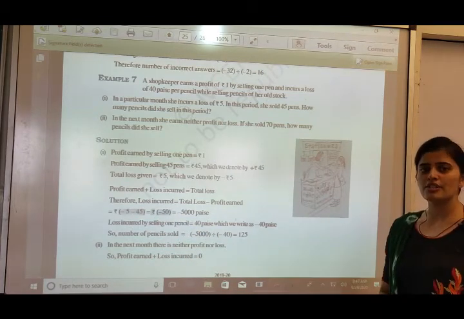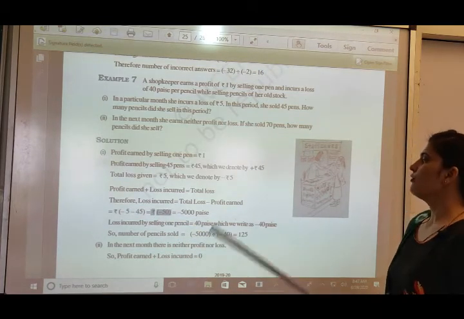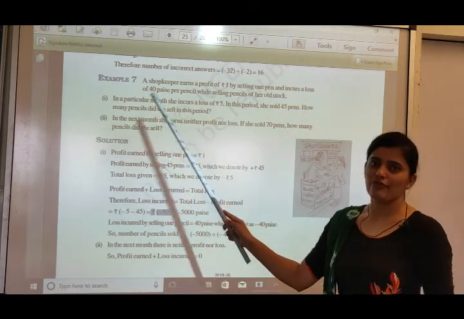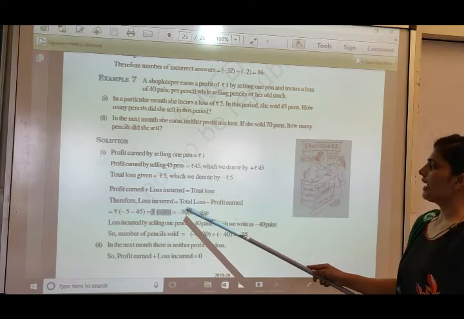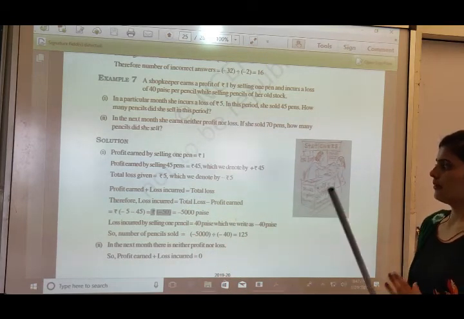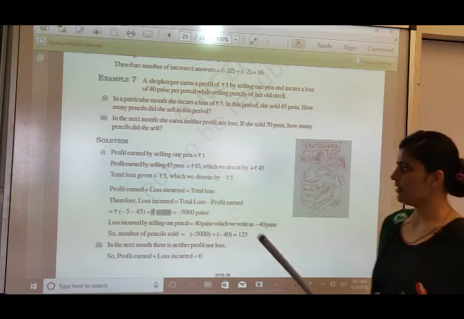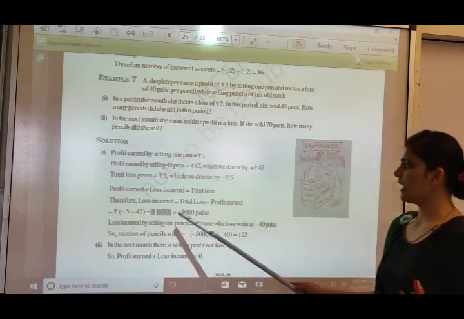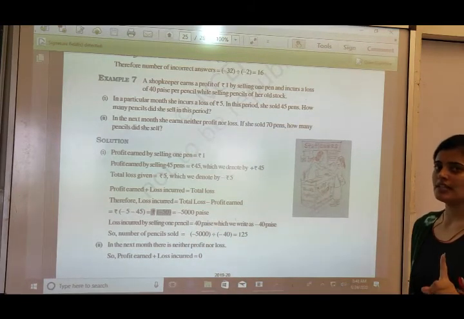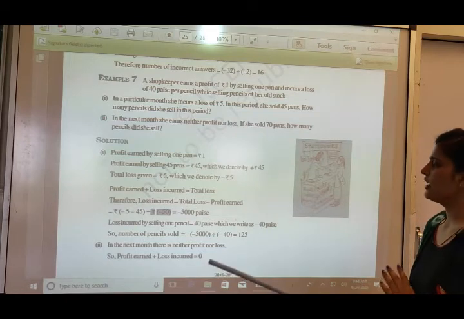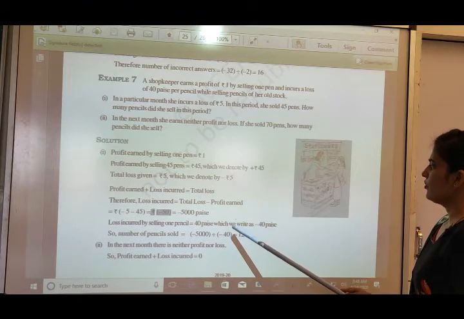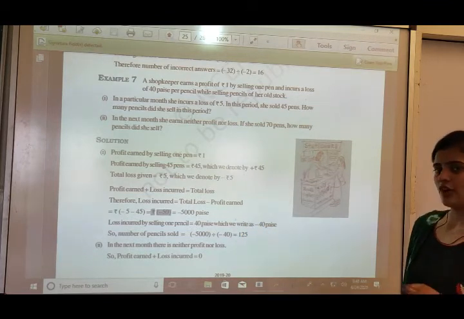Now this is in the rupees form, rupees minus 50. So we will convert it into paisa, because the loss is in the paisa form. So it will be equal to minus 5,000 paisa. Minus 5,000 paisa is the loss incurred by her. Now the loss incurred by selling one pencil is equal to 40 paisa. Whenever one pencil is sold from the old stock, she gets 40 paisa as a loss. So we will write the loss as minus 40 paisa.